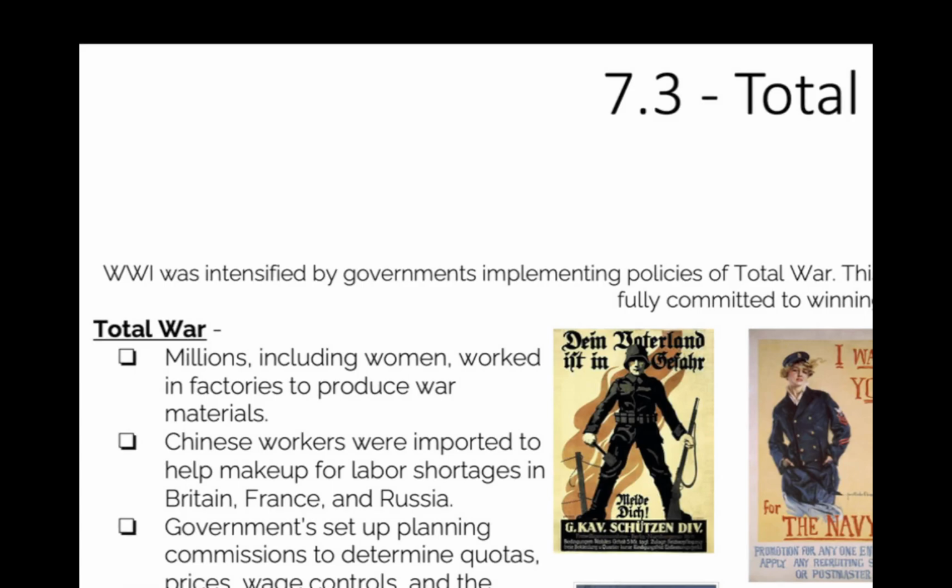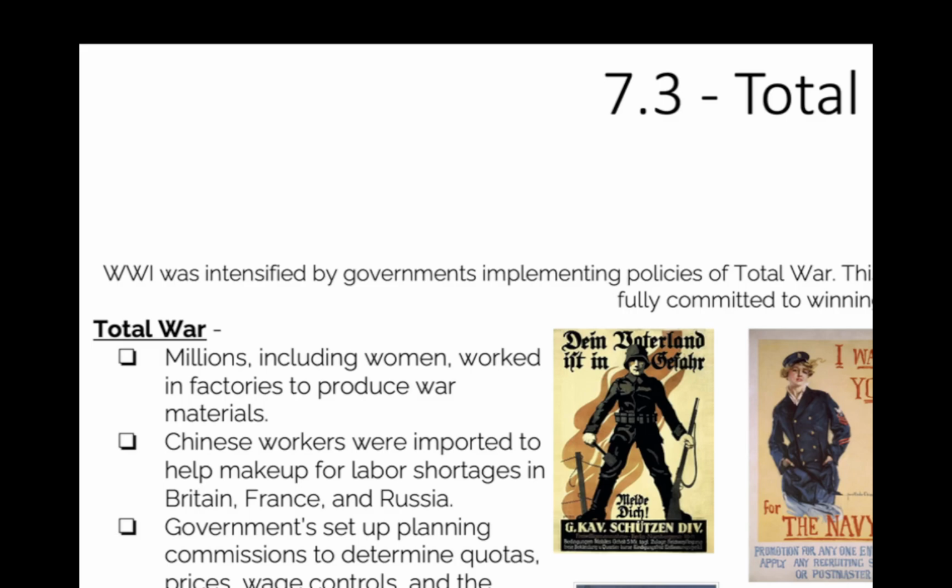Total war, which is on your box. Total war means a country devotes all resources, people, things, energy, to winning a war. The best example for the United States is World War II, because we're only in World War I for like a year and a half. But a total war is what it takes to win, and that is a complete devotion of the government.